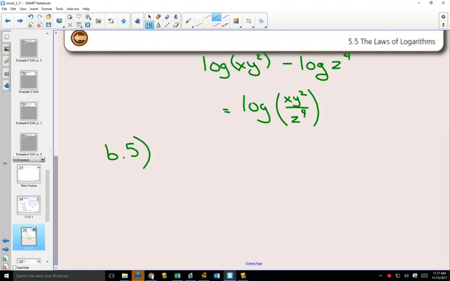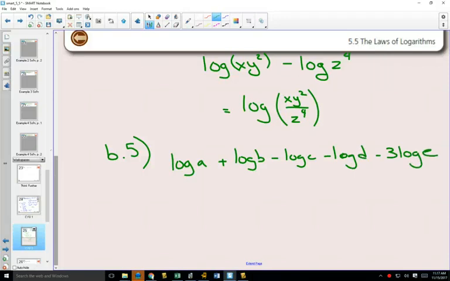You don't have this, but we're going to just add a question, and we're going to say, is there a way that I can make things easier if I had log A plus log B minus log C minus log D minus 3 log E? If I have a whole bunch of them, is there a way that I can work with these a little bit quicker? Like, how do I know that I can go right to this that quick?